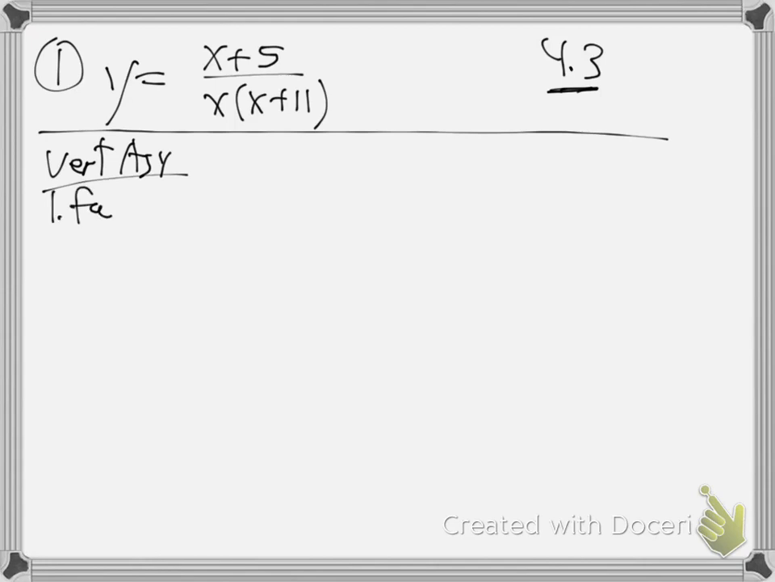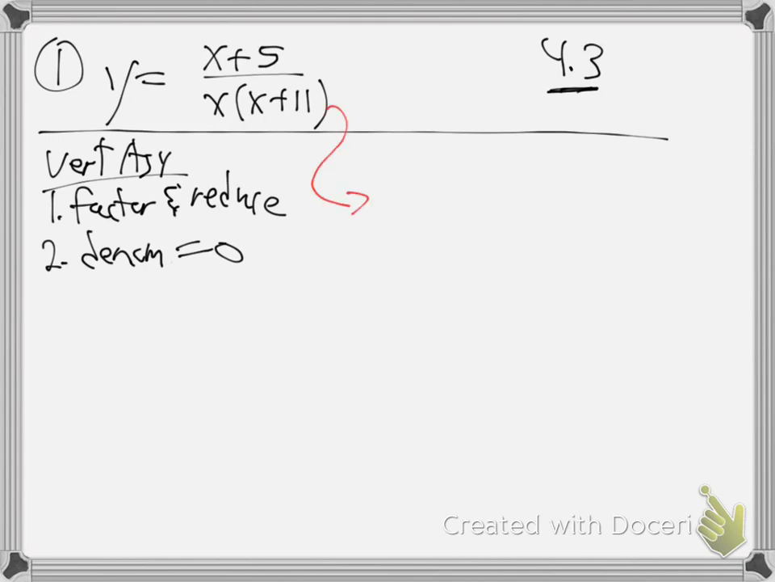Step 1, factor and reduce. This fraction doesn't need to be, there's nothing to factor on this one. There usually isn't. Step 2, denominator equals 0. So this one, pretty easy. You can tell, grab that denominator. What makes this denominator equal 0?